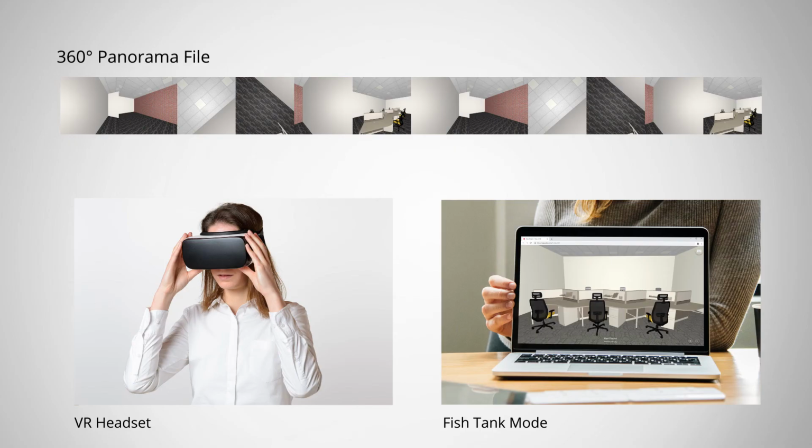Kits XR produces a 360 panorama VR file. This file can be viewed using either a VR headset, goggles, or glasses, or it can be viewed directly within your browser in fish tank mode.